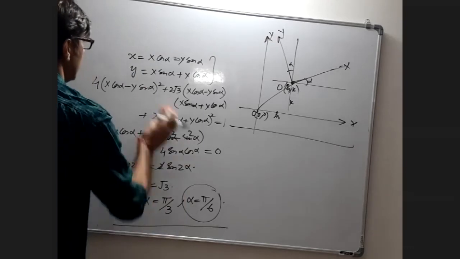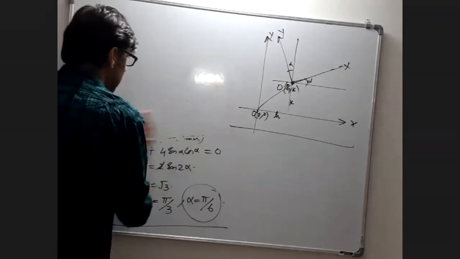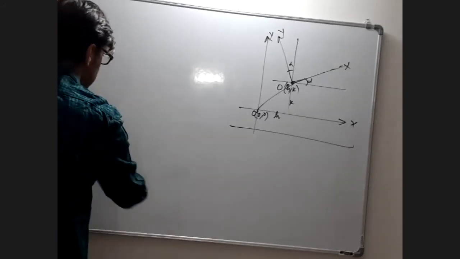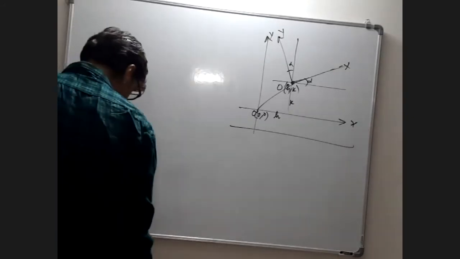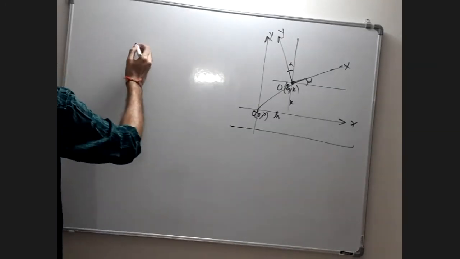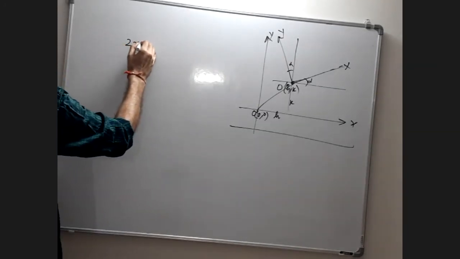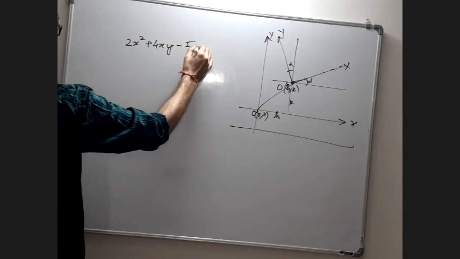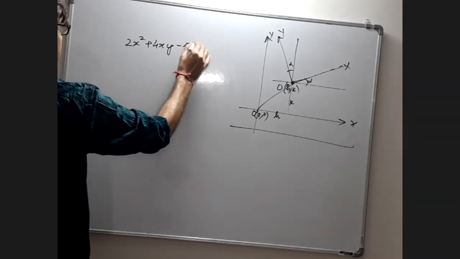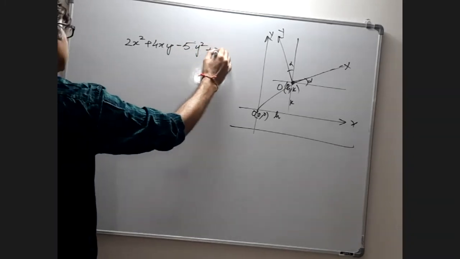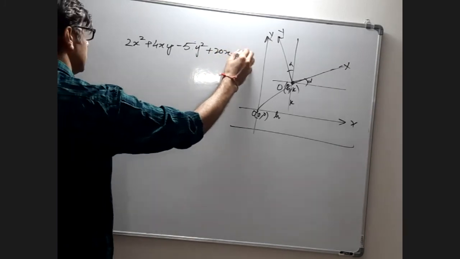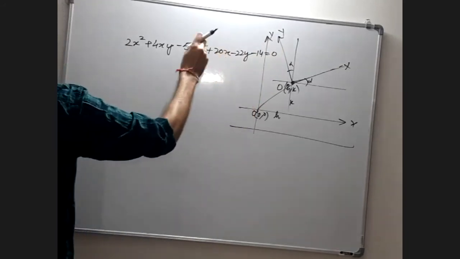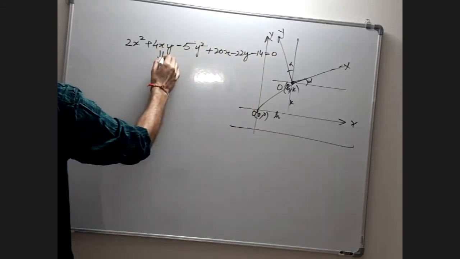So now there is a question on this that I want to share with you. I hope that you will be able to do both the things together, because somebody actually asked this question: can we do the two transformations together? Of course we can do it, it is not difficult. What is the equation? 2x squared plus 4xy minus 5y squared plus 20x minus 22y plus 14 is equal to 0. What does this equation become?